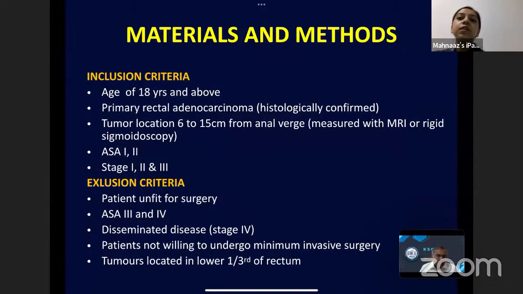This study included all patients above the age of 18 having primary rectal adenocarcinoma located within 6 to 15 centimeters from the anal verge, belonging to stage 1, 2, and 3 and ASA 1 and 2. It excluded patients who were unfit for surgery, ASA 3 and 4, disseminated or stage 4 disease, and patients who weren't willing to undergo minimally invasive surgery, and more importantly, tumors that were located in the lower 1/3 of rectum.